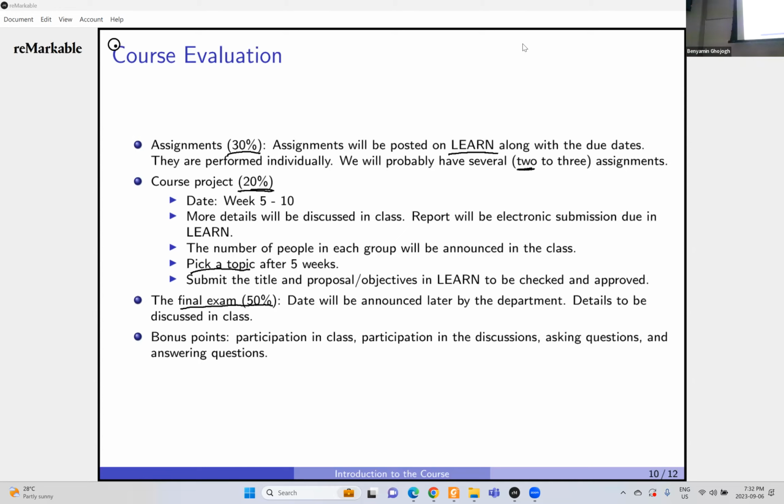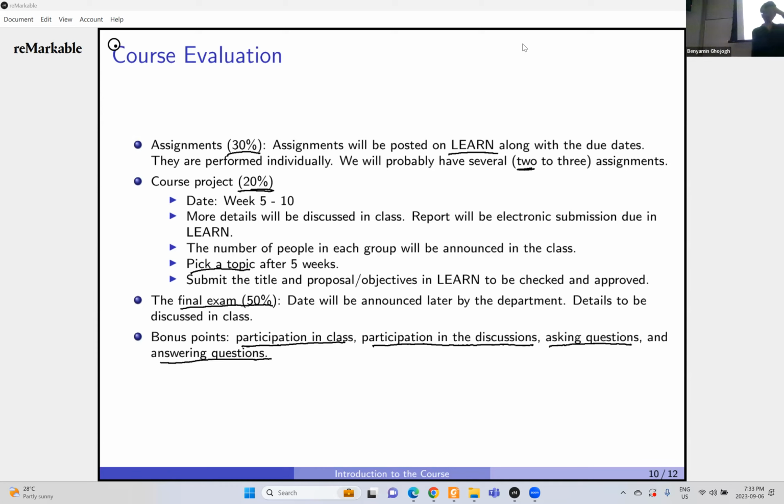If they don't force me, it will be open book. If they force me, I might do something else. I might give the formulas on a sheet because I don't want you to memorize. I hate memorization. So, bonus points: participation in class, participation in the discussions, asking questions and answering questions.